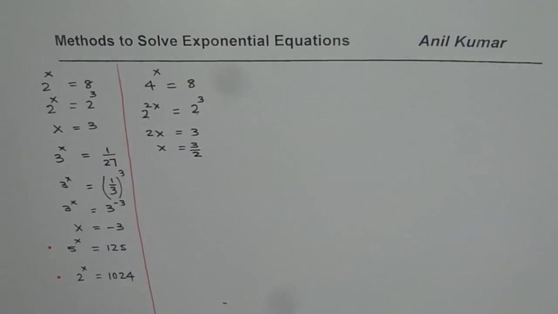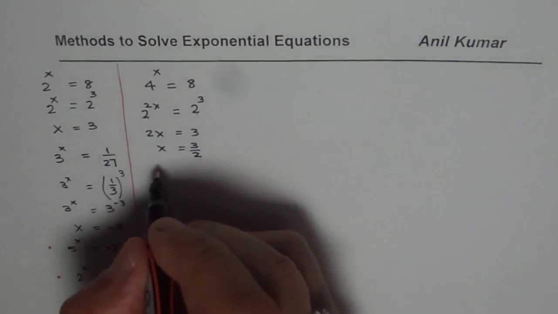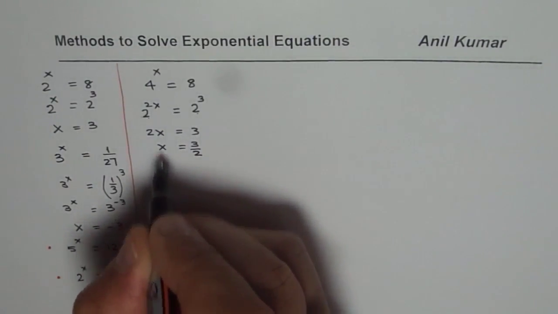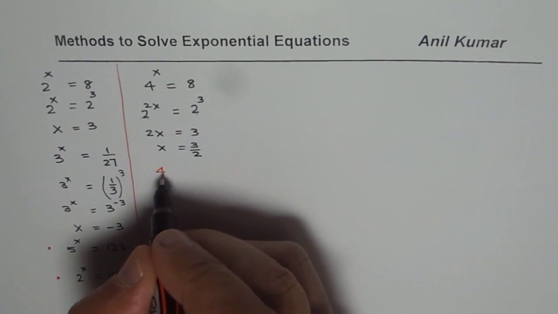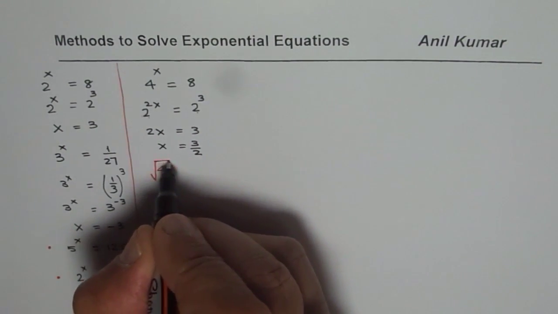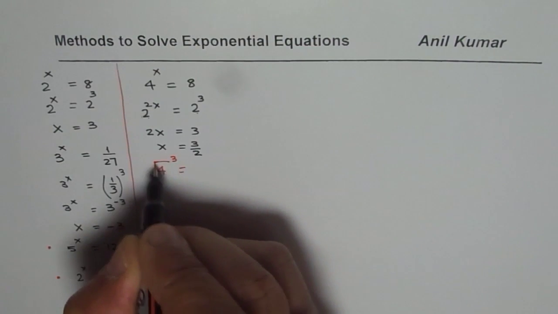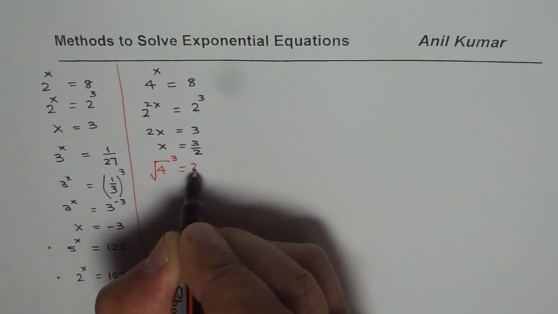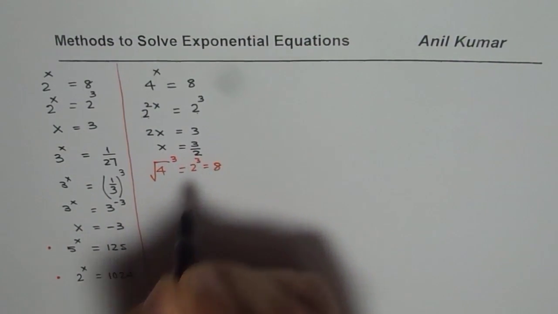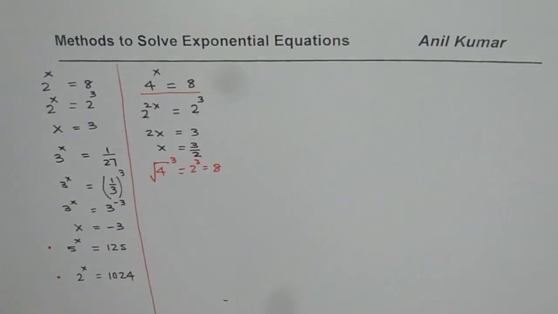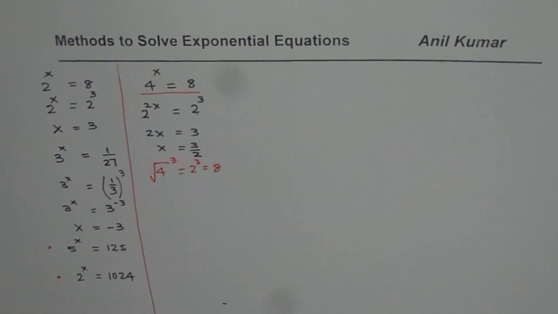Let us check. 4 to the power of 3 over 2 should be 8. We are saying here x is 3 over 2, which means the square root of 4, and then cube it. The square root of 4 is 2, so we get 2 cube, which is indeed 8. So it works. Do you see that? At times you may have to go down a step and then get the solution. I hope you're getting the idea.